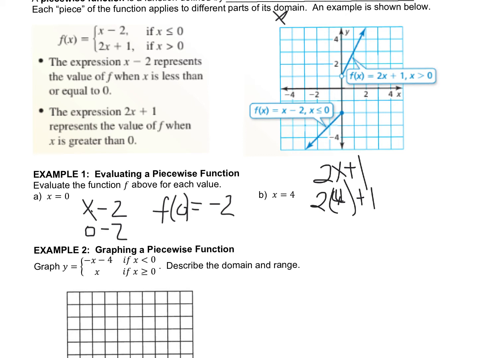2 times 4, that's a sloppy 4, but 2 times 4 is 8, and plus the 1 is the 9. So the function, when the value is 4, comes out as a 9. Now we can't see that on the graph as easily because it comes off the graph, but that's where you can use the equation to make sure that you know what the value is at that x value.